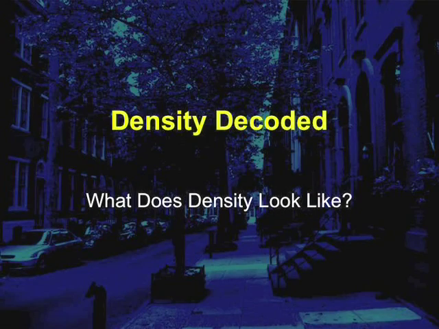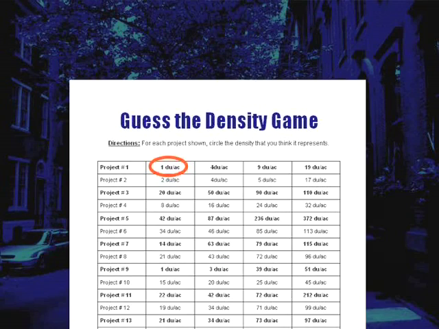So what does density look like? Well, to understand that, we're going to now go to the density quiz that you have the answer sheet there with you. And so there's 17 different projects. We're going to go through them. I'm going to show you the project. You're going to circle the density for that project that you think fits. And then we're going to see what it really is and see how well you do.